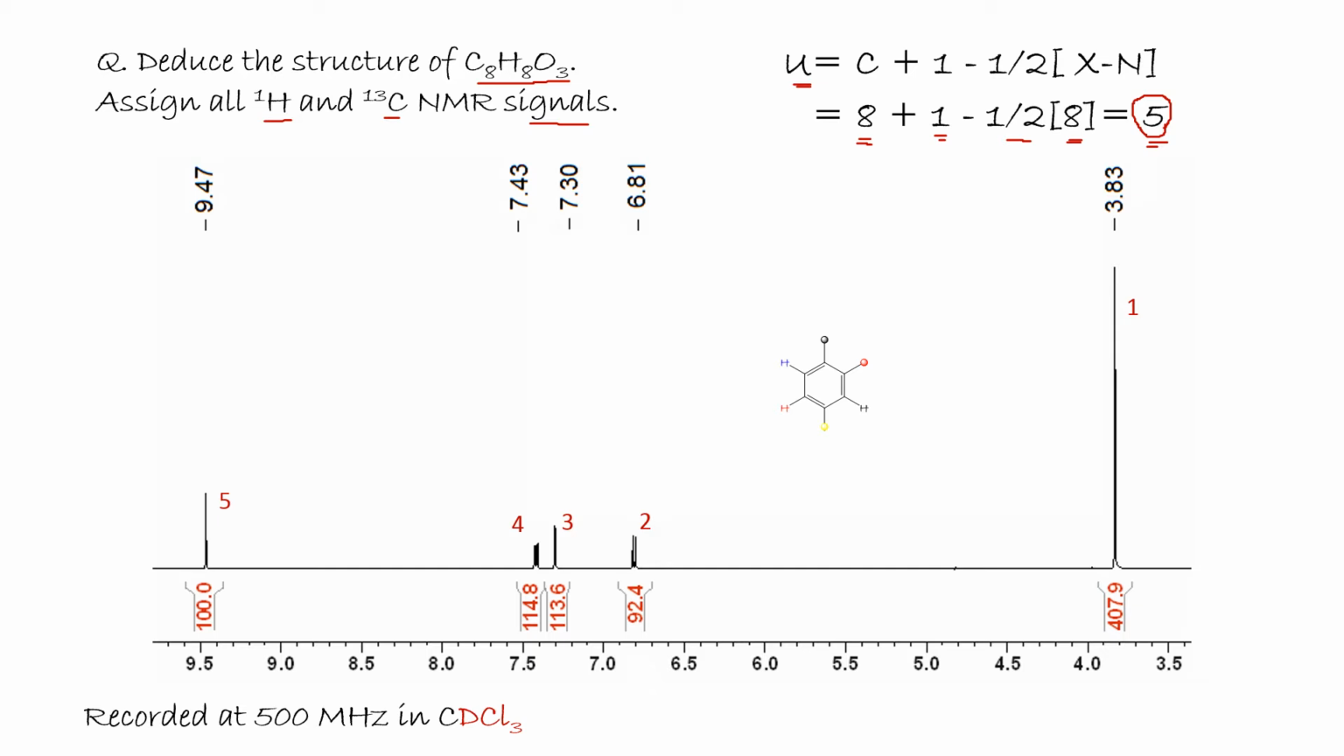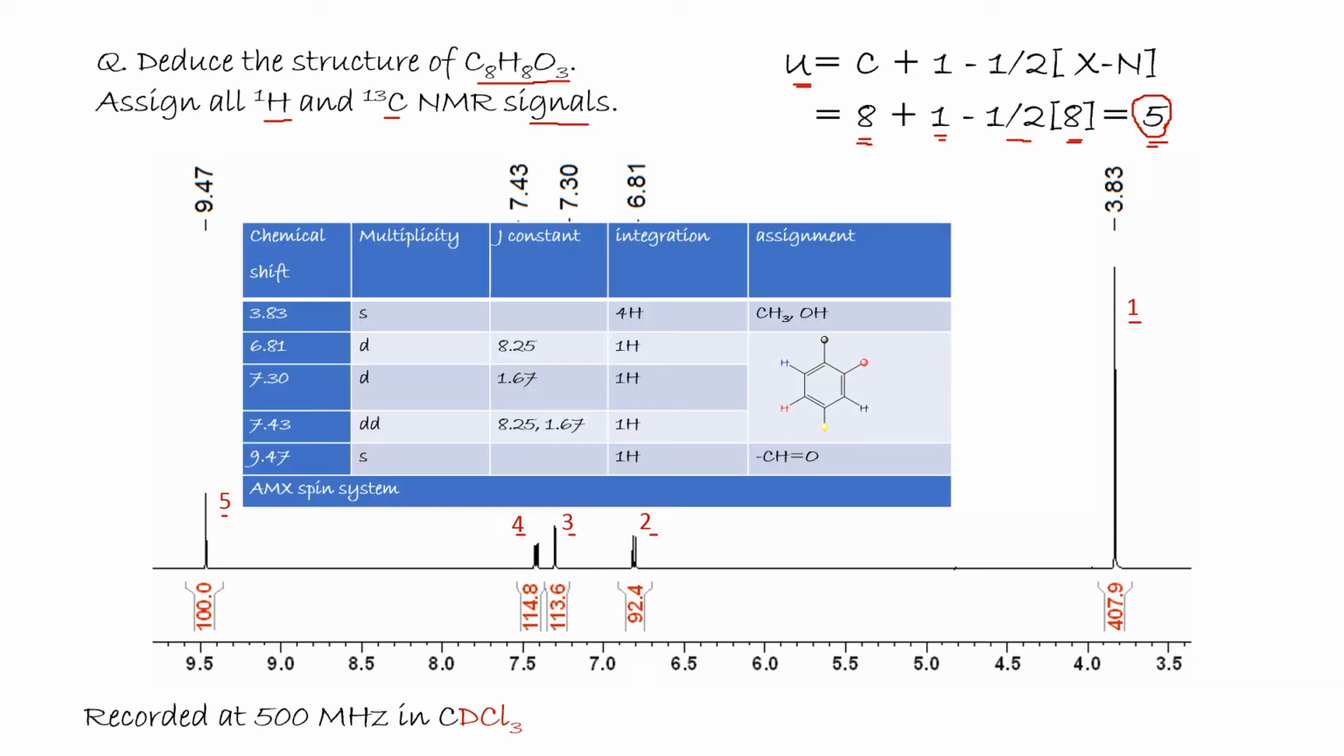From the 1D NMR signals recorded at 500 MHz in chloroform, we have 5 signals, and we can summarize the data as usual: chemical shift, multiplicity, J constant, integration, and assignment. The peak at 3.83 is a singlet of 4 protons, and more likely to be a CH3 group and OH.